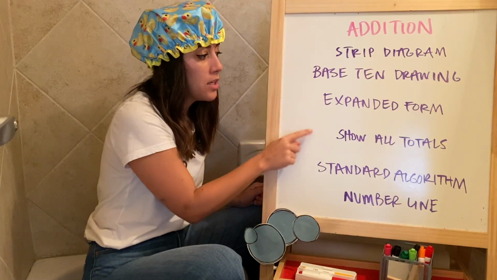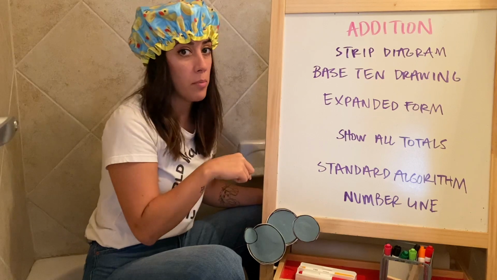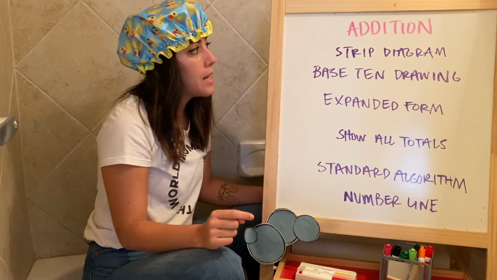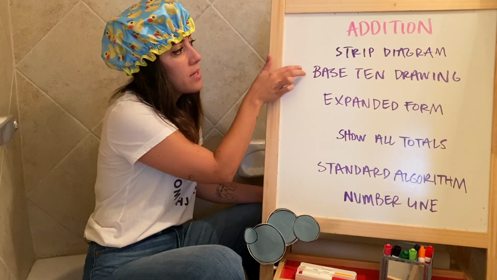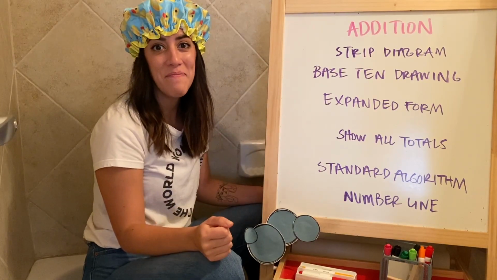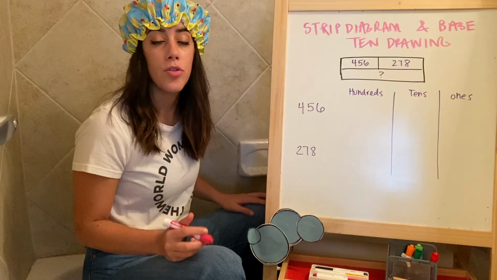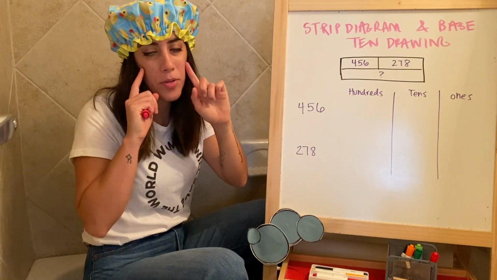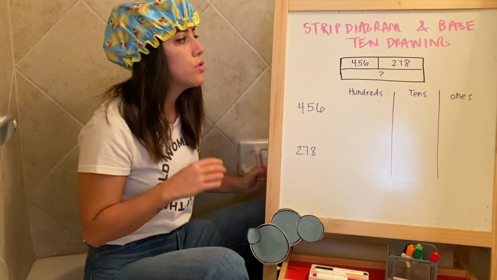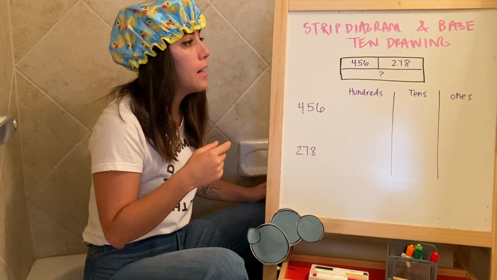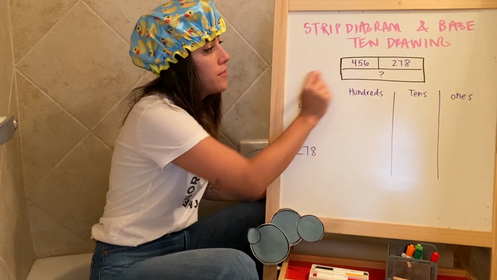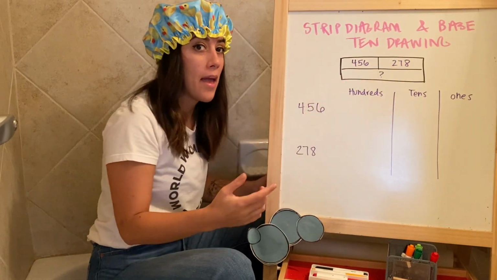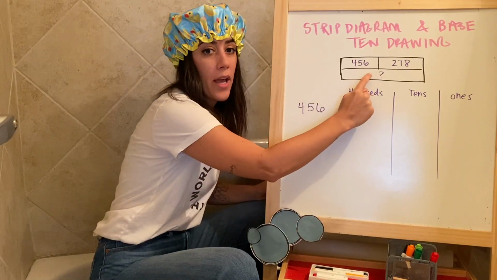I'm going to show you each one with the same problem so that you can see the same numbers being used in different ways. Let's go ahead and start with strip diagram and base 10 drawing and go from there, okay? A strip diagram is just to help you see the problem visually. So if the problem was, I have 456 apples, and my friend gave me 278 more apples. How many do I have total?